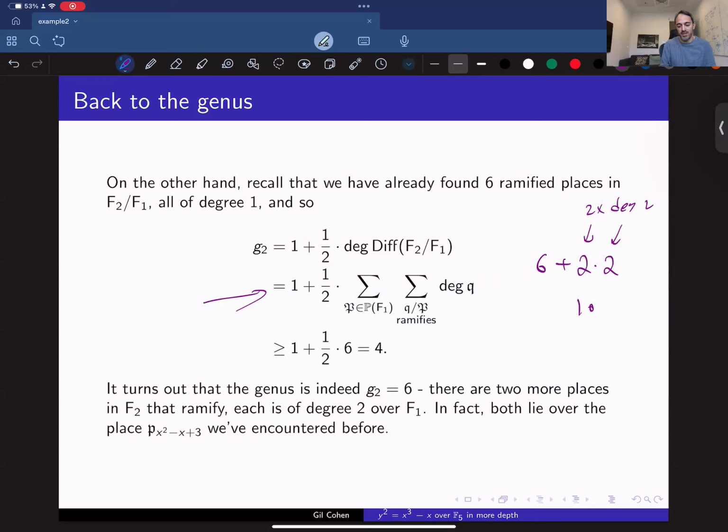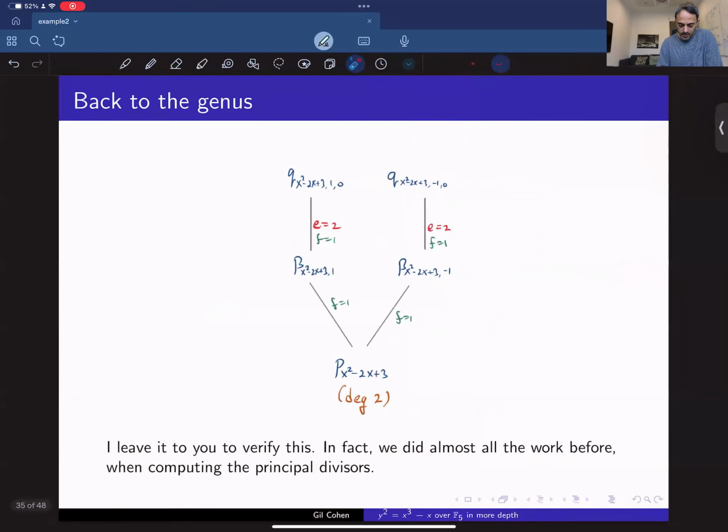Potentially there are more ramified places that I missed out, but it turns out that there aren't. We just found out the degree of the different is at least 10. Multiplied by 1/2 is 5, plus 1 is 6. So the genus is at least 6, and at most 6 for a different reason. And altogether, we know that the genus is precisely 6, and also that we haven't missed any other ramified places. So that's how we computed the genus in this example. Yeah, so that's the picture that we had, the missing ramified places.